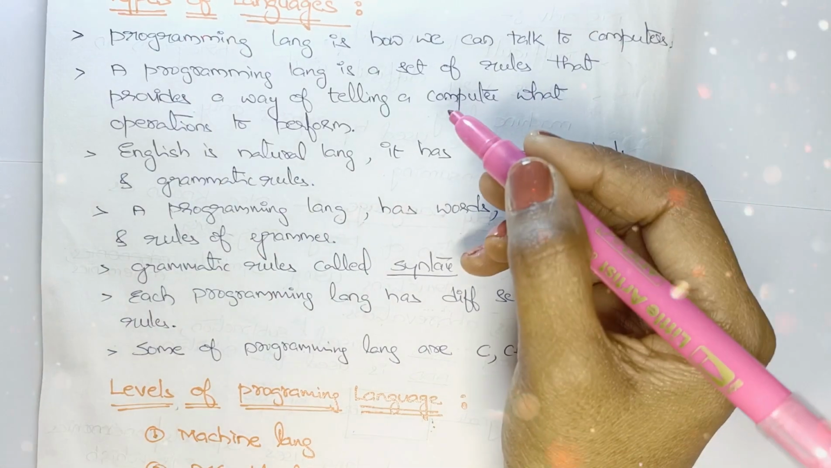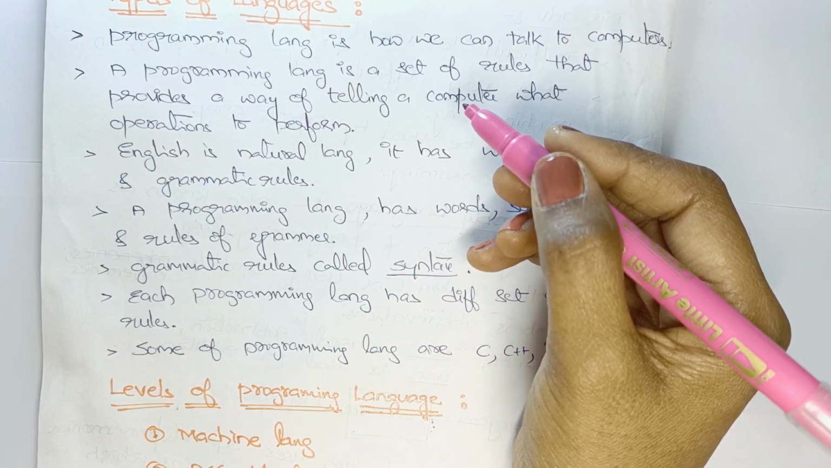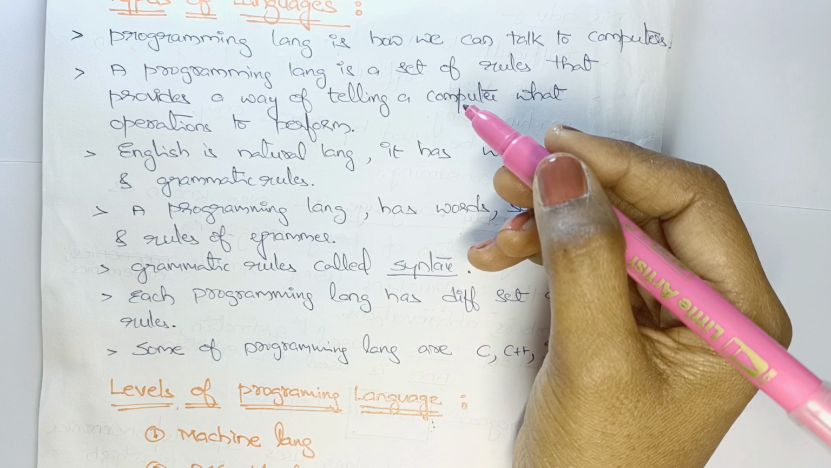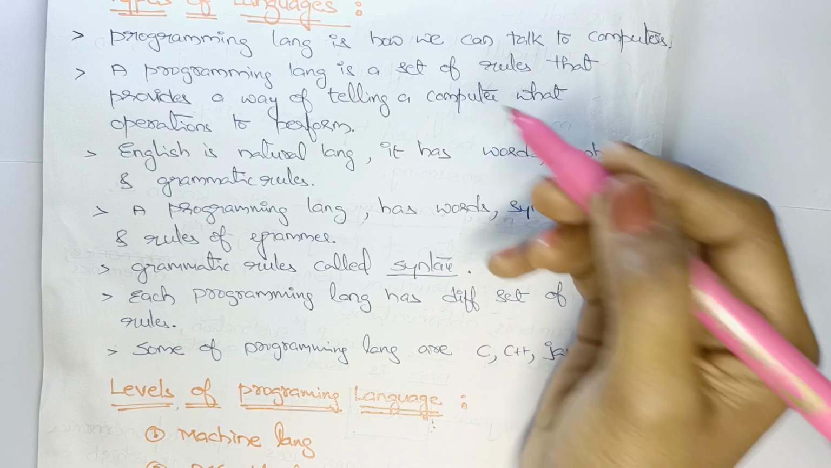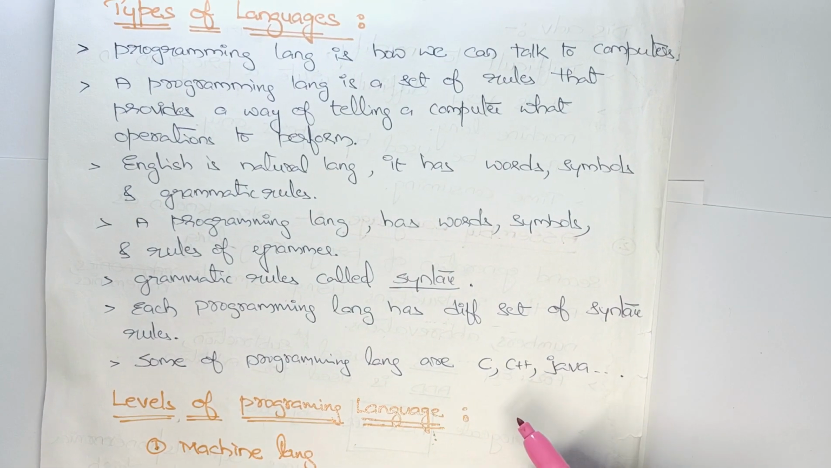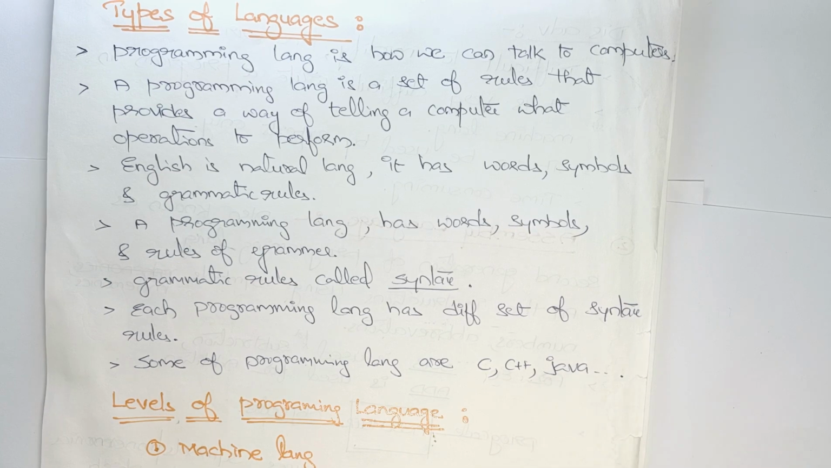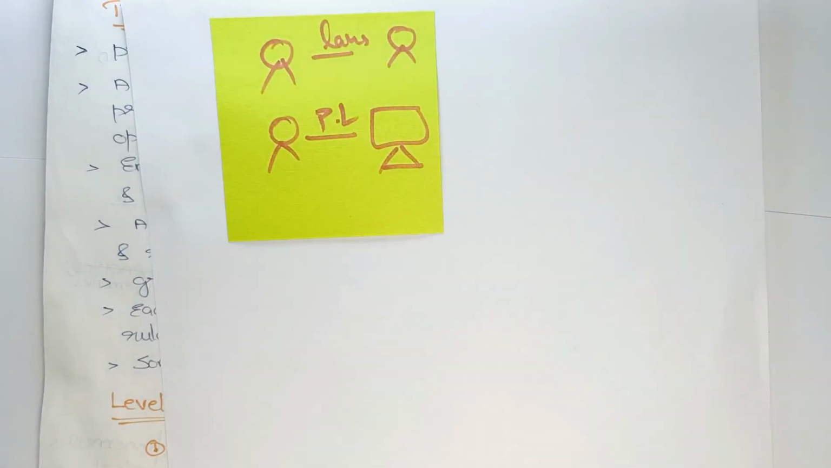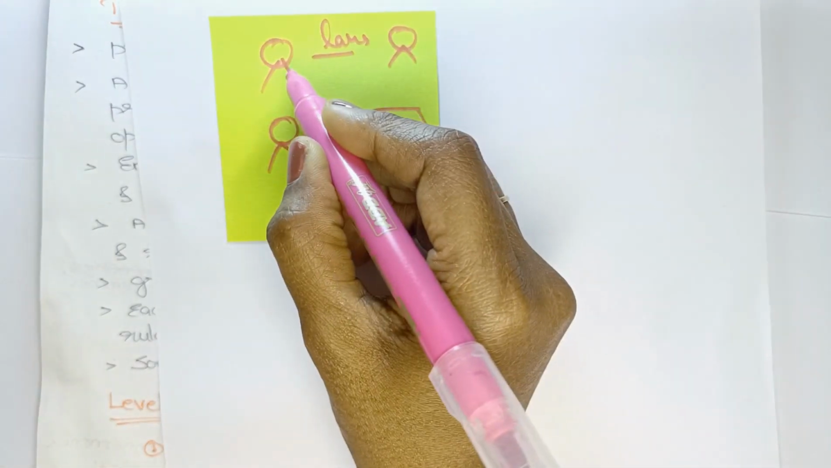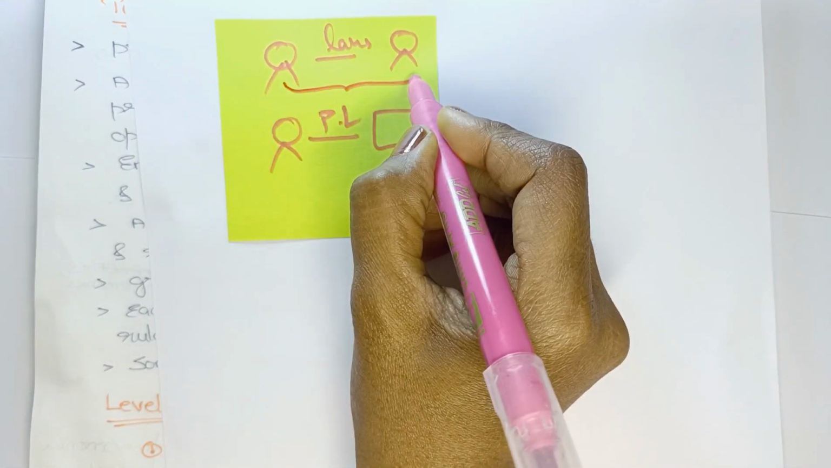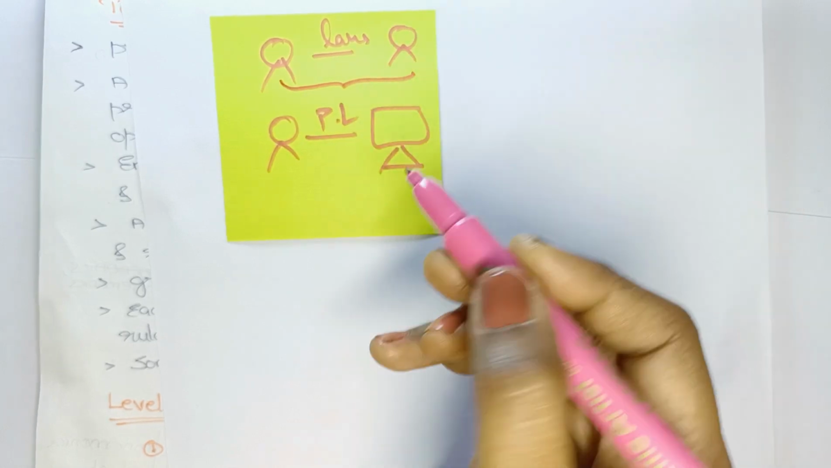Now we will see types of languages and the levels of programming languages. This is also called the generation of programming languages. So here first we will see what is a language. What do you mean by language? If we want to communicate with any person, we require one language. That may be English, Telugu, Tamil, Kannada and so on. So to communicate with persons, we need some language.